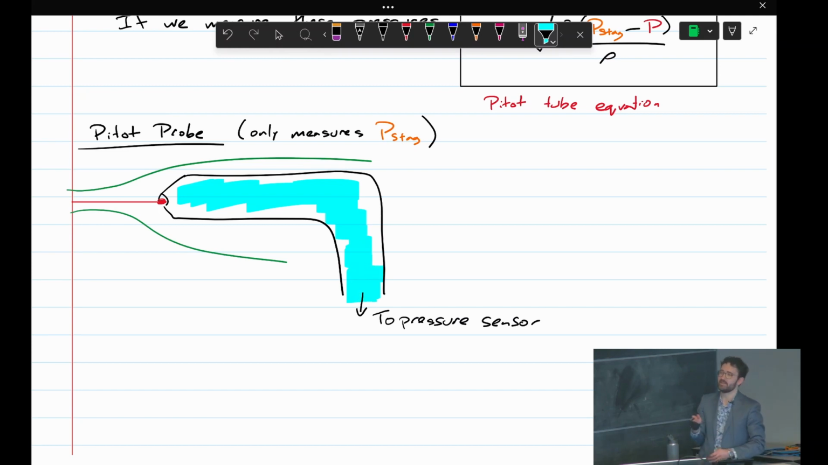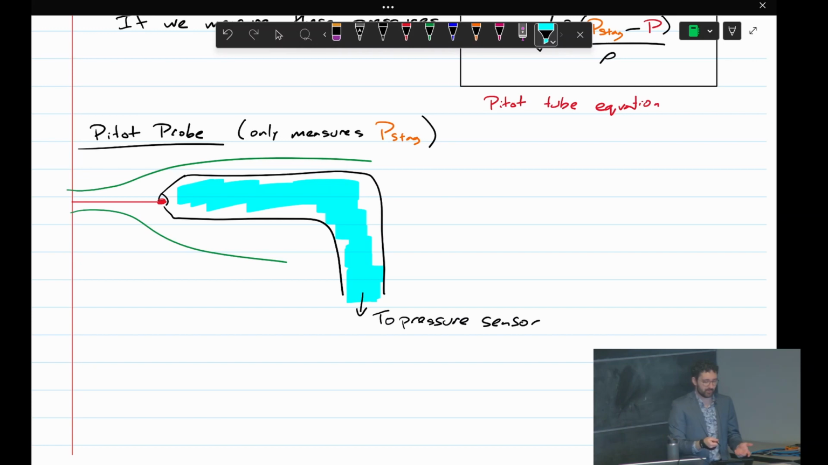The flow can't leave out this end, so if you put a pressure sensor there, the flow can't leave there. And you assume that the pressure is uniform between here and there. Then you can measure the pressure at the stagnation point by measuring the pressure here. This is usually done with air, and we usually neglect the hydrostatic head of air. So even though there might be a height difference, you can reliably measure the pressure at the red point by measuring the pressure down here, as long as this fluid is all stationary.